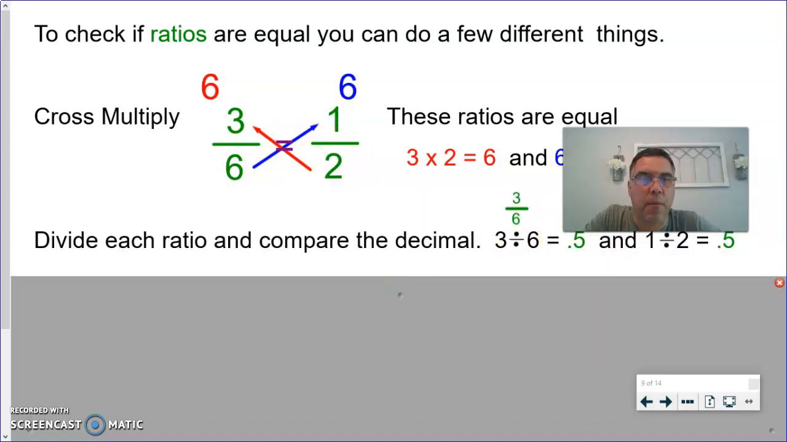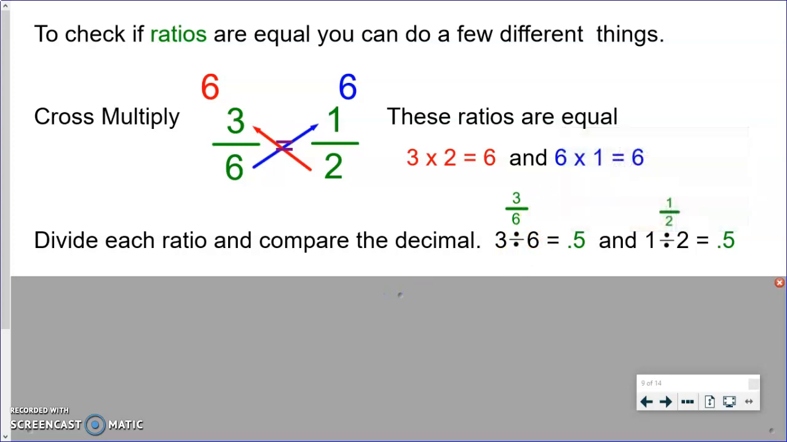One more way to do that is to divide the fractions, divide the ratios. So 3 over 6 means 3 divided by 6, and you get a decimal answer of 0.5. And then 1 divided by 2, you also get 0.5. So then we compare those decimals. 0.5 and 0.5 are the same, so that means these ratios, 3/6 and 1/2, are equal.